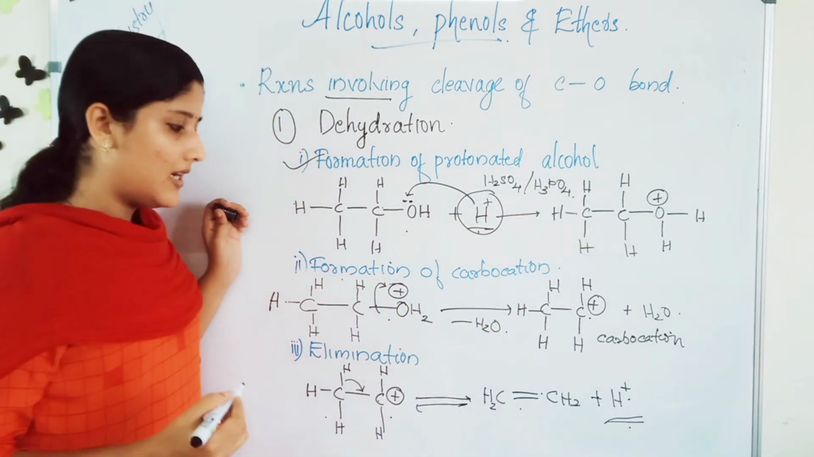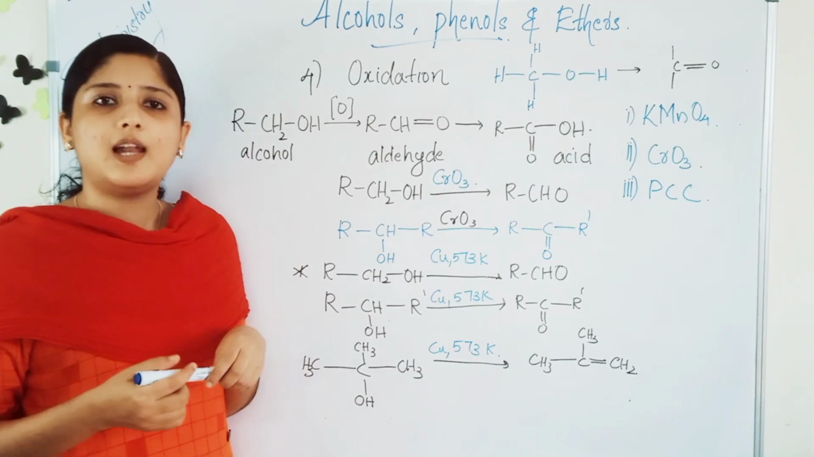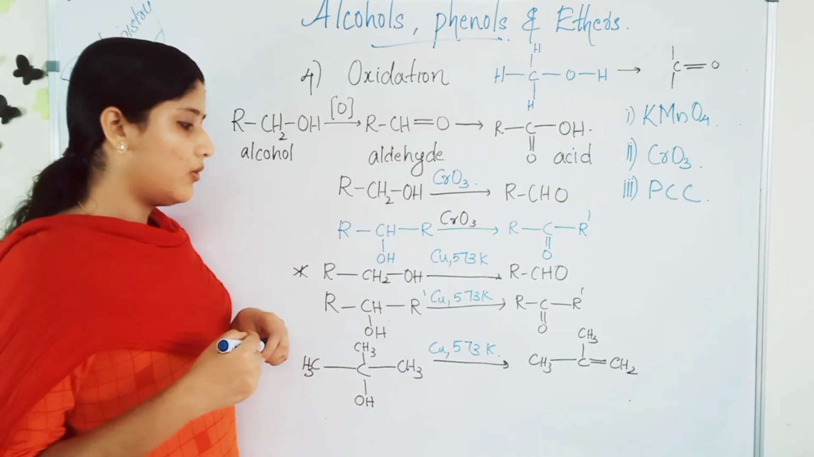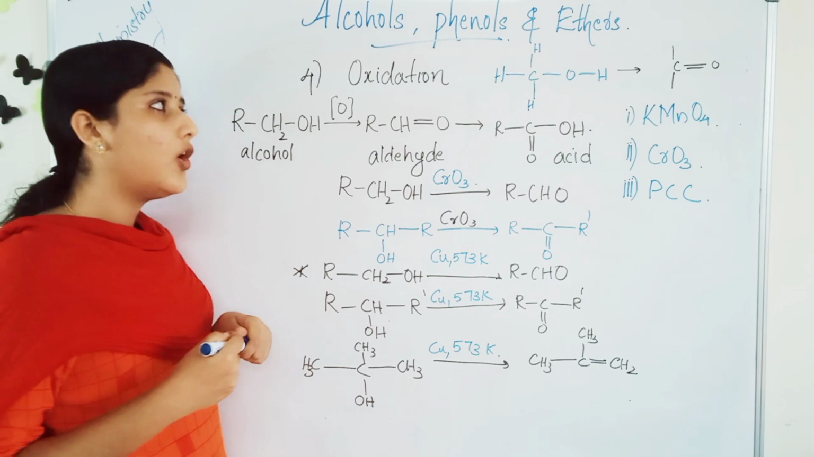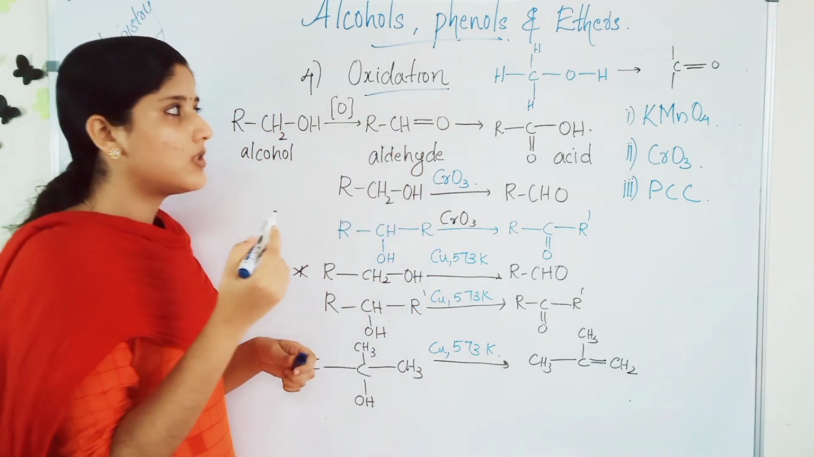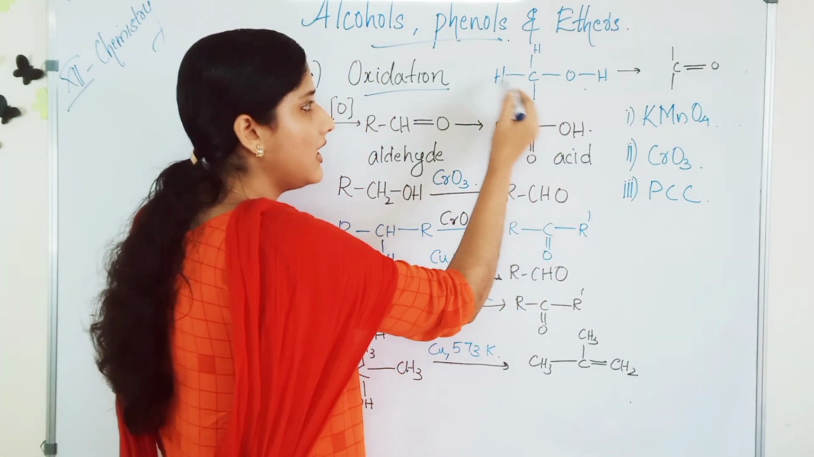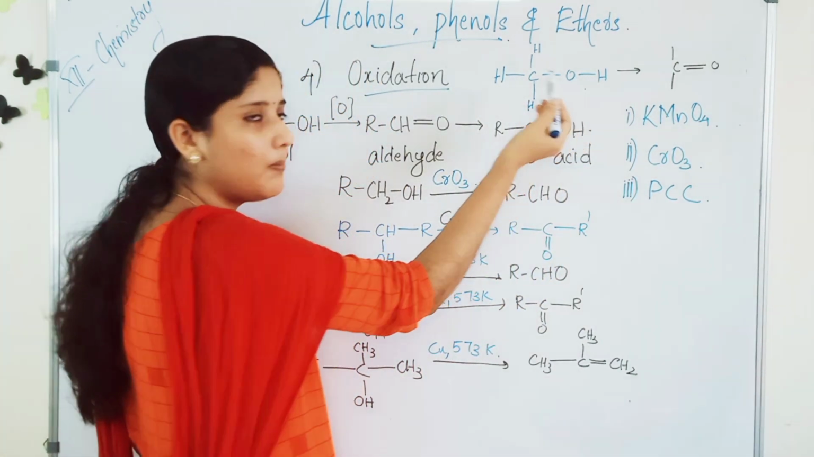This is the mechanism of dehydration reaction. The last type of reaction that we are going to study in the cleavage of the C-O bond is the oxidation reaction. What is an oxidation reaction? Consider an alcohol, here CH3OH, a simple alcohol.